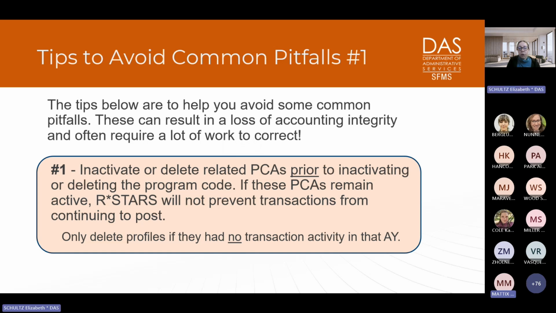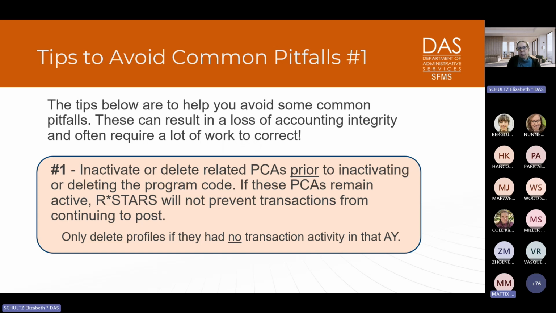So the first tip is to inactivate or delete any PCAs prior to inactivating or deleting the program code. We're going to do the profile roll that Rose mentioned on April 9th. At that point, all of your codes for AY27 will be in R*STARS. You won't be able to code transactions to them because we haven't started AY27 yet, but you can start cleaning up your profiles. If you know there's PCAs you're not going to be using, you can delete those. They haven't had any transactions recorded against them yet, so it's okay to delete them.